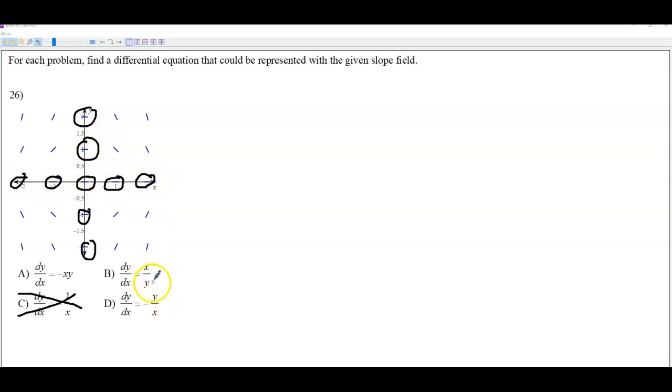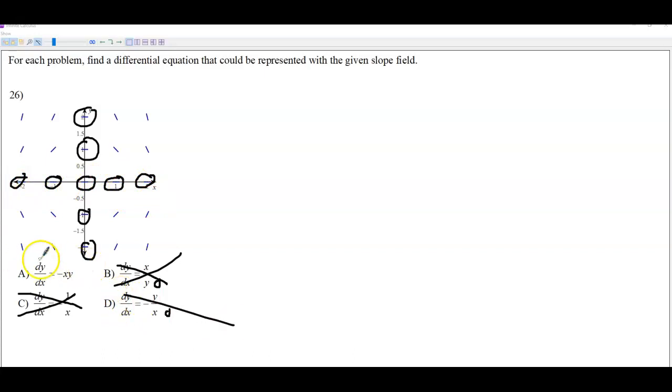Now, for this one here, if y is equal to 0, then that would be undefined. So for all these points, we should have a vertical tangent line, but we don't. So that can't be it. And for these ones, if x is equal to 0, that would be undefined. So anywhere down here, we would have to have vertical lines, but we don't.